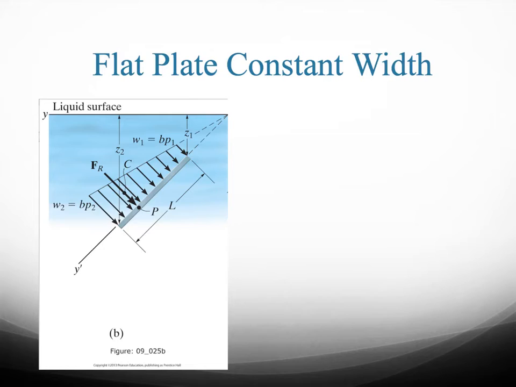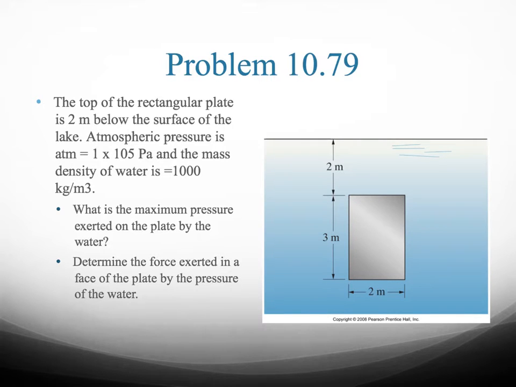Let's just look at an example. Here we have this problem. So here's a rectangular plate under the water. It's 2 meters under the water. We know the atmospheric pressure, the pressure at the surface, is 1 times 10 to the fifth pascals. And the mass density of the water is 1,000 kilograms per cubic meter.